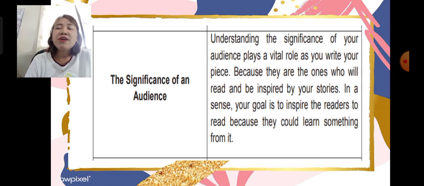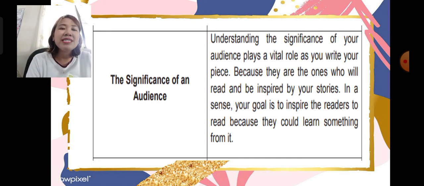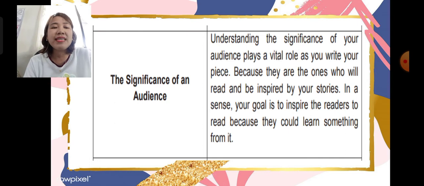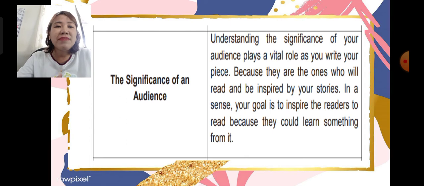So, the significance of an audience which is sila yung nagbabasa, sila yung nanonood, something like that. So, understanding the significance of your audience plays a vital role as you write your piece. Because they are the ones who will read and be inspired by your stories, in a sense, your goal is to inspire the readers to read because they could learn something from it. So, sa pagbabasa natin, of course, natututo tayo. So, meron tayong learnings na nakukuha dun sa binabasa natin.